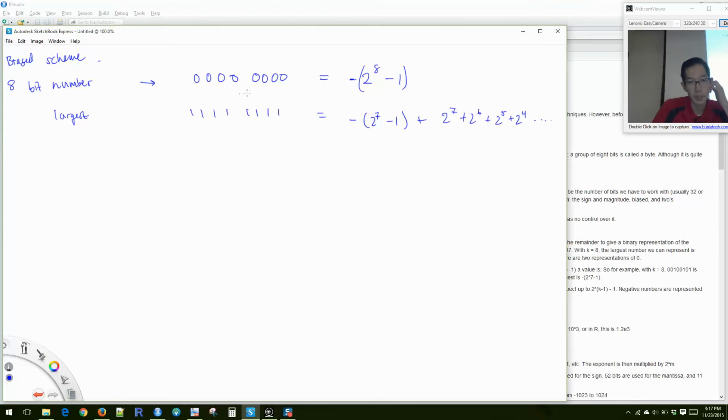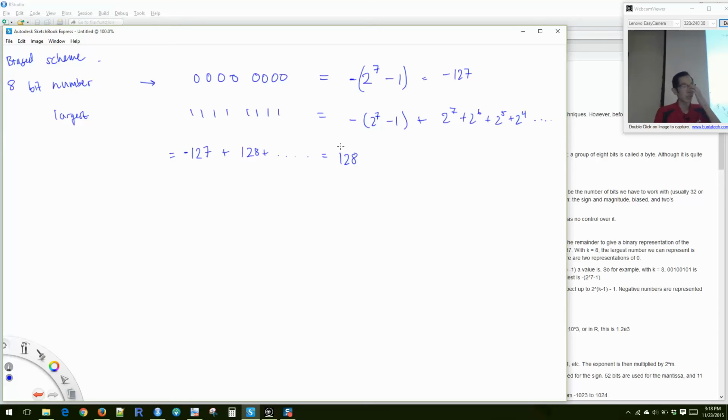Okay, so what is 2 to the 7th? 2 to the 7th would be 512? What? 128? Okay, so this would be negative 127, and then this one would equal basically 127 plus all of these other things. Negative 127 plus 128, et cetera. So I think this ends up being 128.